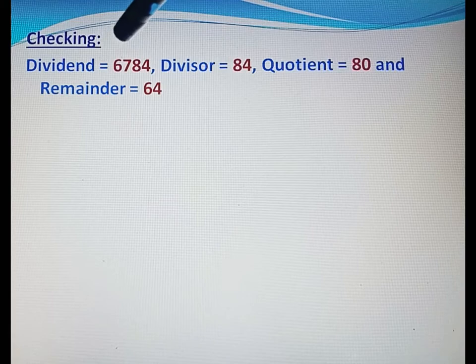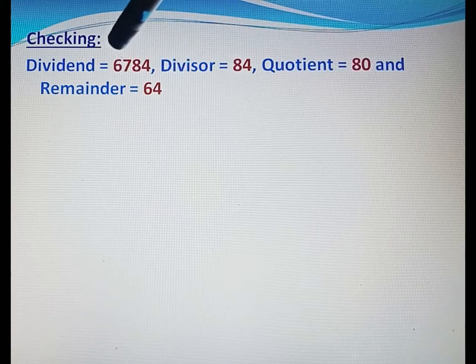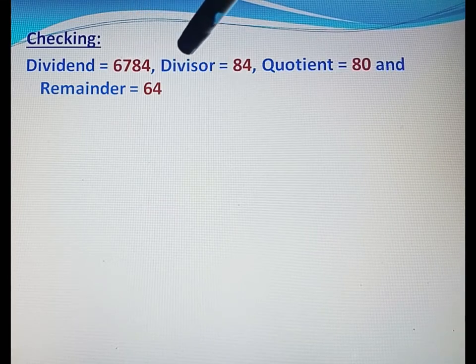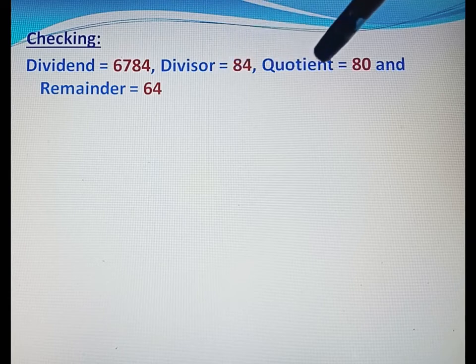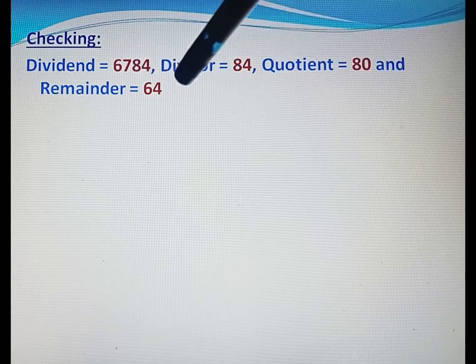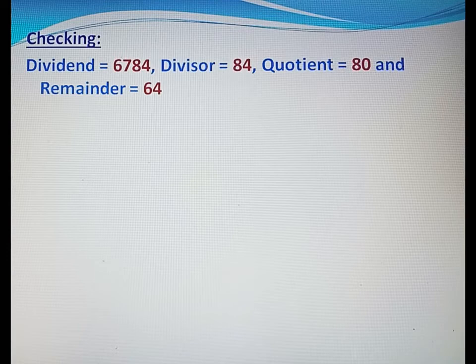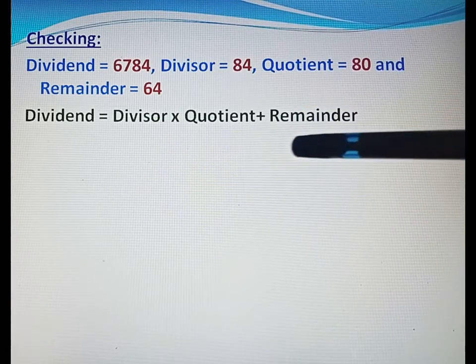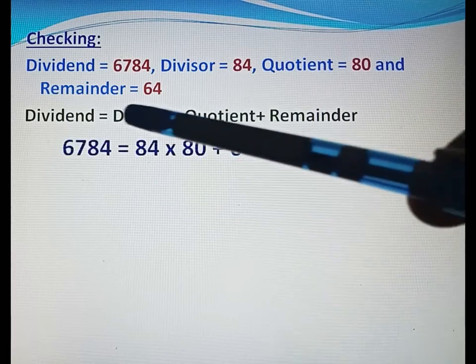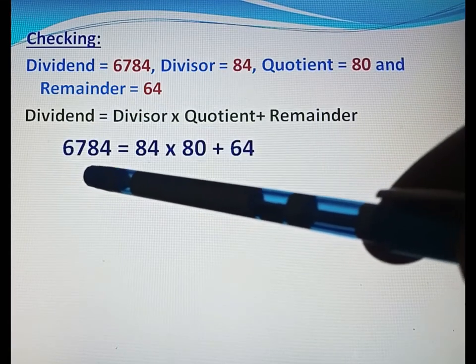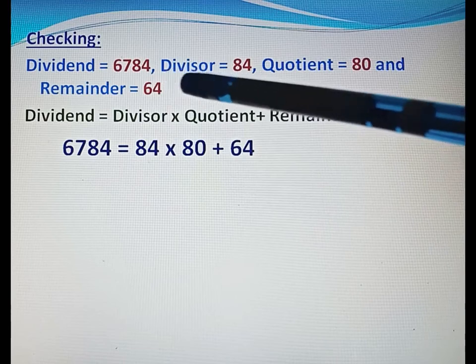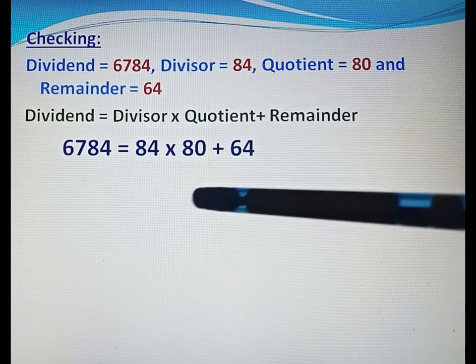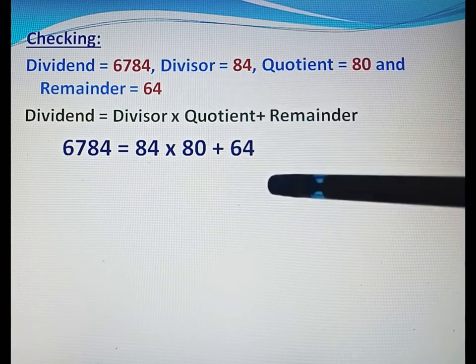Here dividend equal 6,784, divisor equal 84, quotient equal 80 and remainder equal 64, and then write the formula. Dividend equal divisor multiply quotient plus remainder. Dividend 6,784 equal divisor 84 multiply quotient 80 plus remainder 64.